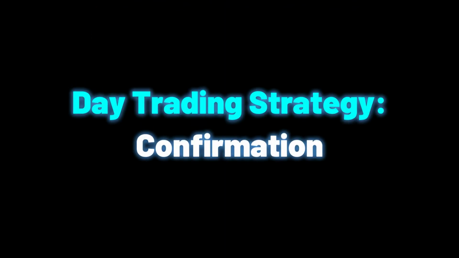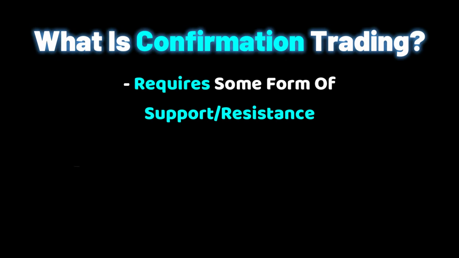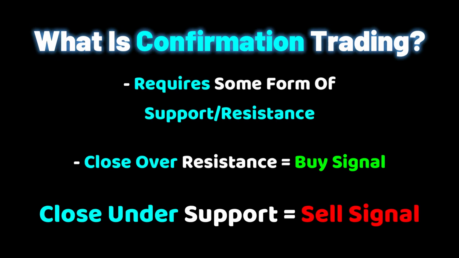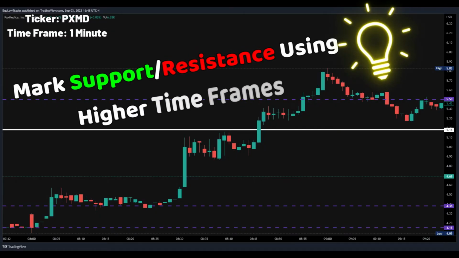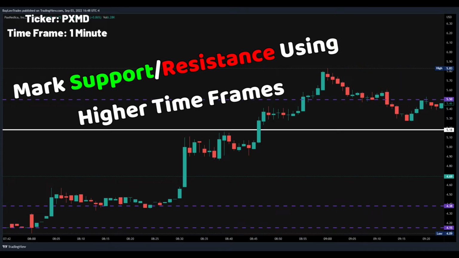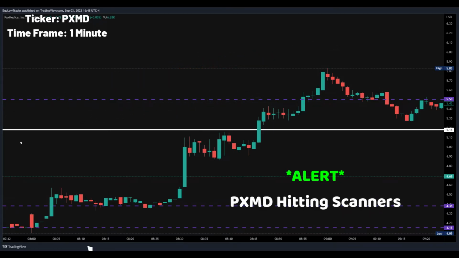Now for the strategy that I use every day in my own trading, the confirmation strategy. This strategy requires some form of support and resistance. It looks for a close over resistance for a buy signal and a close under support as a sell signal. I went over in one of my past videos on how I find support and resistance. I use higher time frames. When I find those levels, I then use these key levels to trade off of throughout the day.